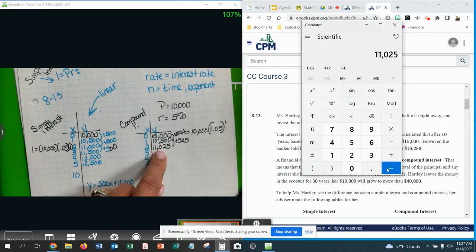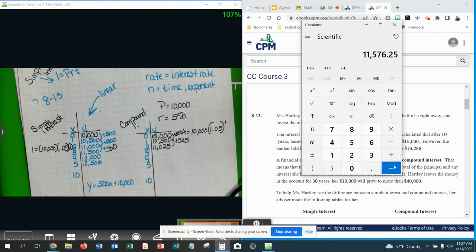I'm going to do it again with the same thing. So I'm going to go 11,025 times 1.05 exponent 1. Not 4, it's just 1.